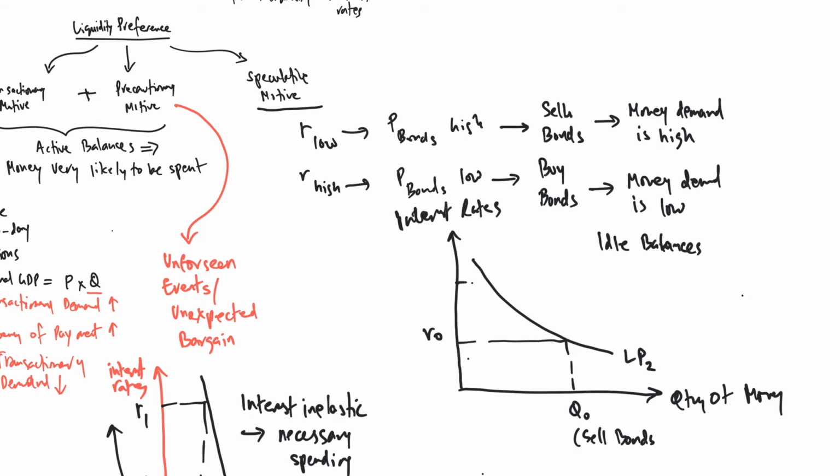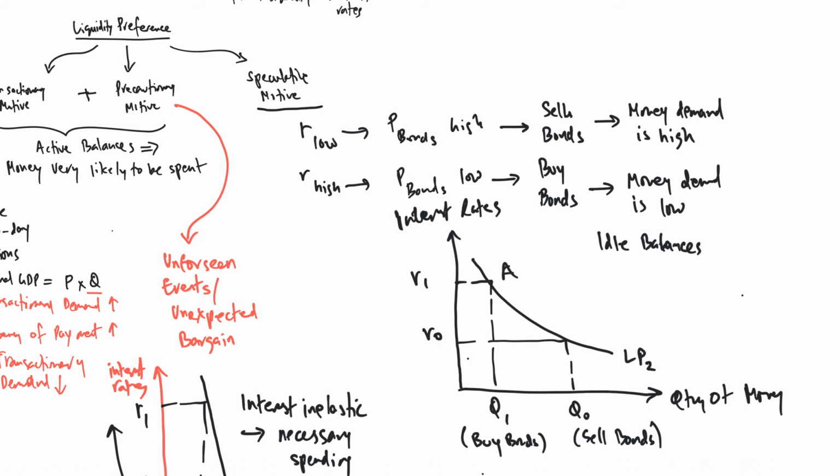On the other hand, when the interest rates are high, this guy is holding less money balances because he is buying bonds. Okay, so interest rates are high, you are at point A as a speculator, you're buying bonds, and when you buy bonds, you are holding less money balances, and that's why money demand will be low.